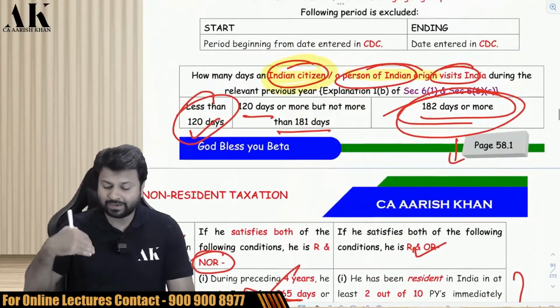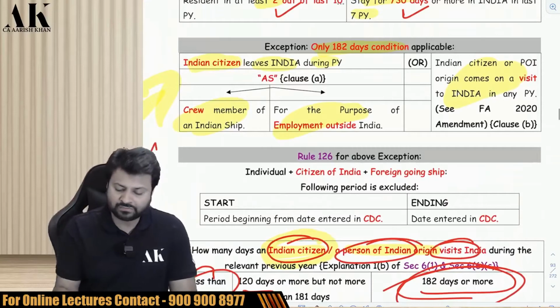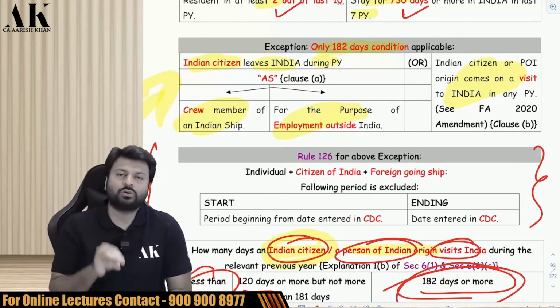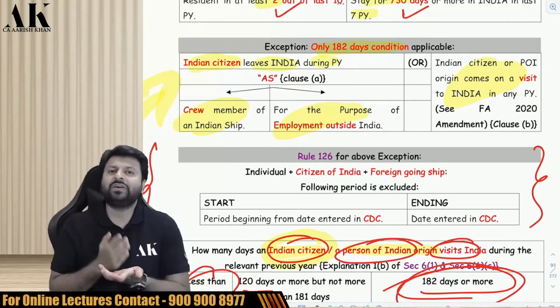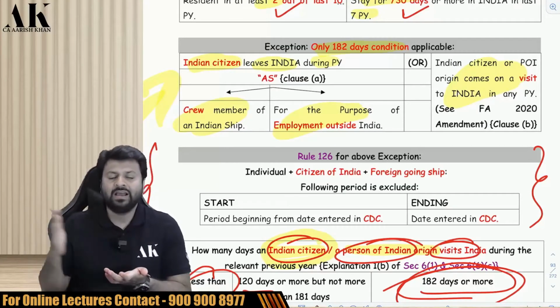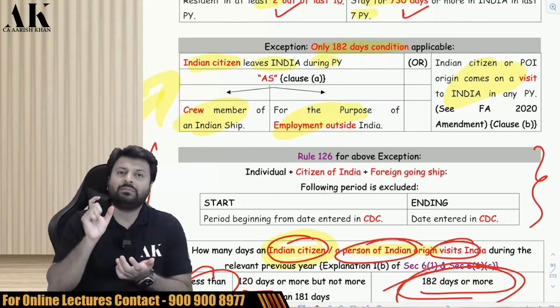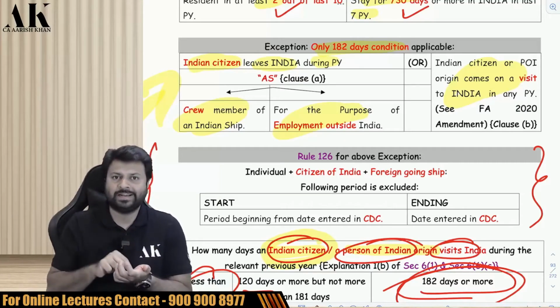Okay. So coming back to the discussion above, here there is one rule which is very, very important for us to understand. The government has brought one rule to clarify one very important thing: if an Indian citizen is leaving India as a crew member of an Indian ship, then how will the number of days be calculated, whether he is in India or outside India?